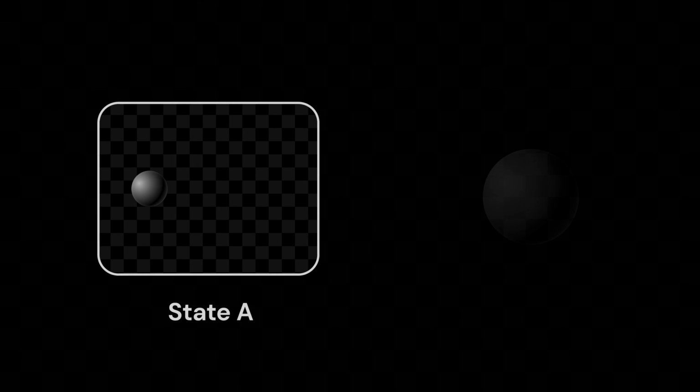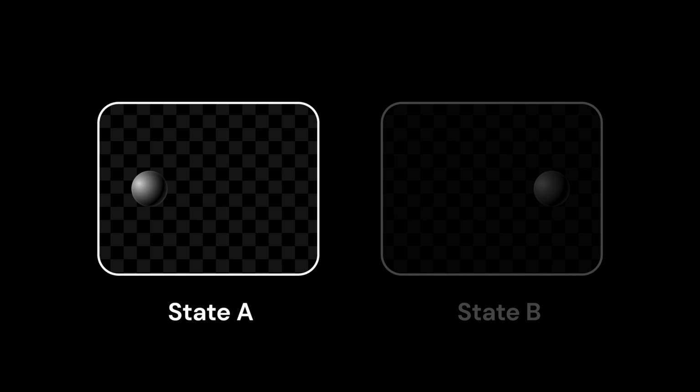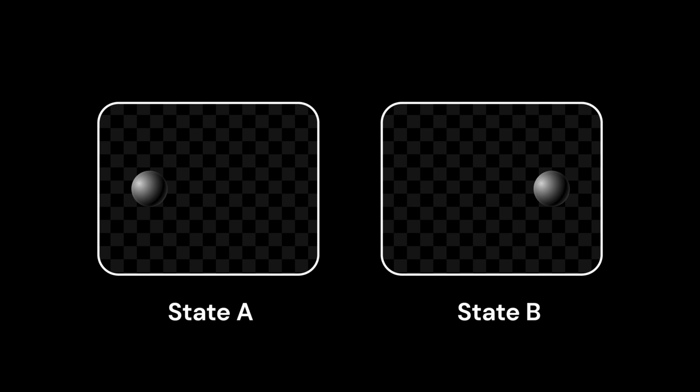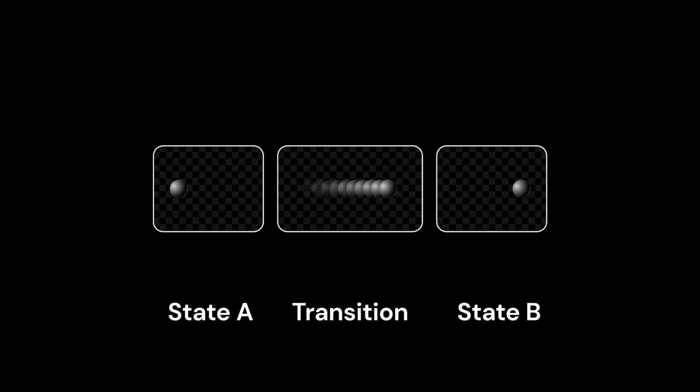In spline, you can animate objects' properties. For example, you want to make an animation where this ball is moving to the right, like this. So the first position is where the ball starts in the animation, and the next one is where it finishes. These positions in spline are called states. The process which happens between is the transition.